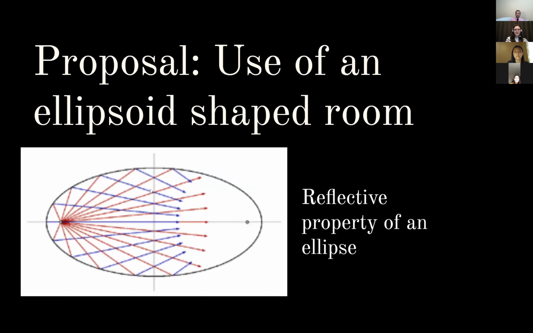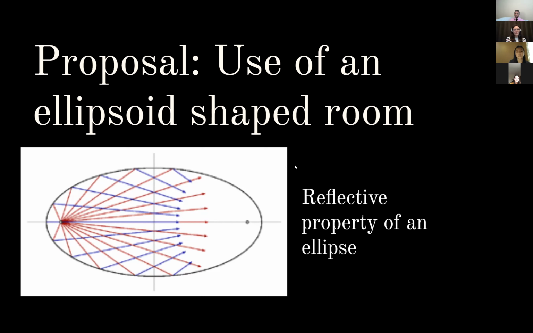Our proposal is to instead use an ellipsoid-shaped room. The ellipse has a very interesting reflective property in that when you have a ray coming off of one of the foci, it will reflect off of the ellipse, and all of these rays will eventually converge at the opposite focus. Using simple extrapolation, it is true that this property will also be in an ellipsoid, a 3D shape, rather than two-dimensional.